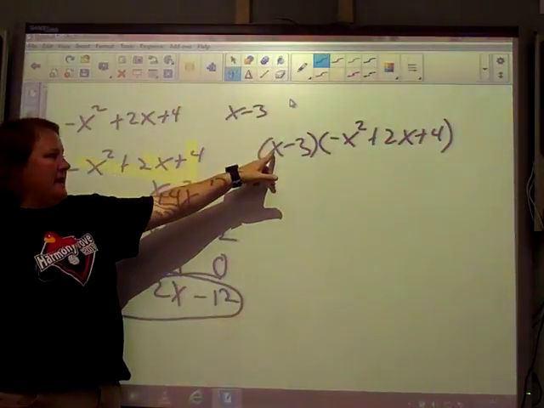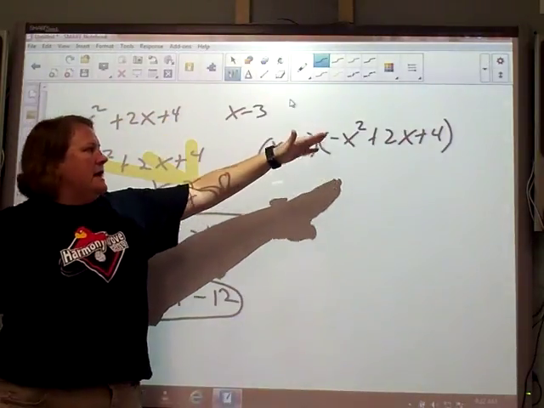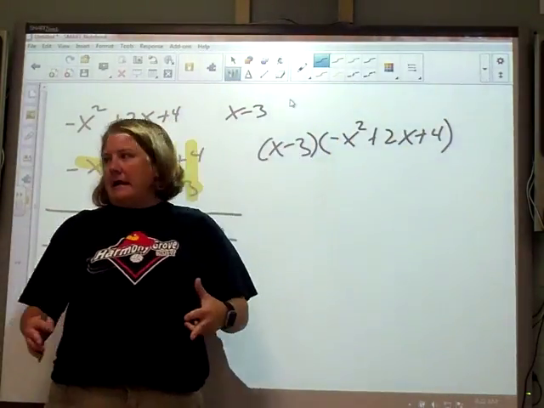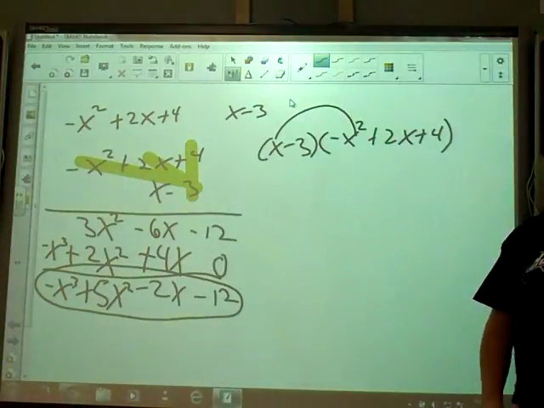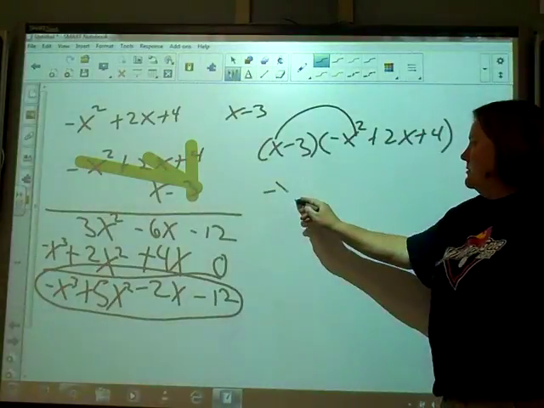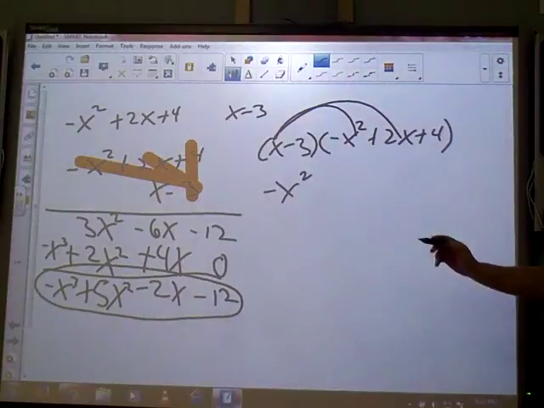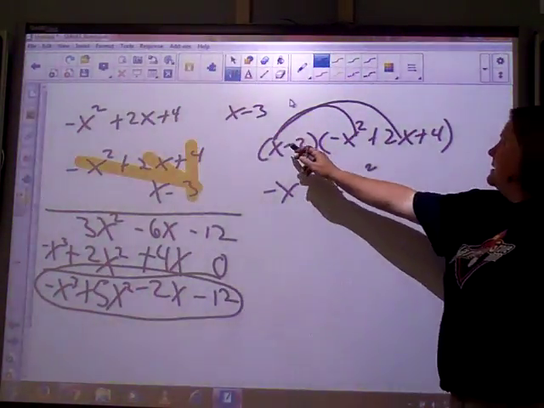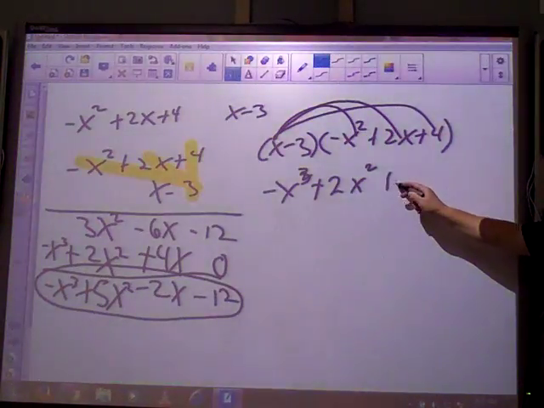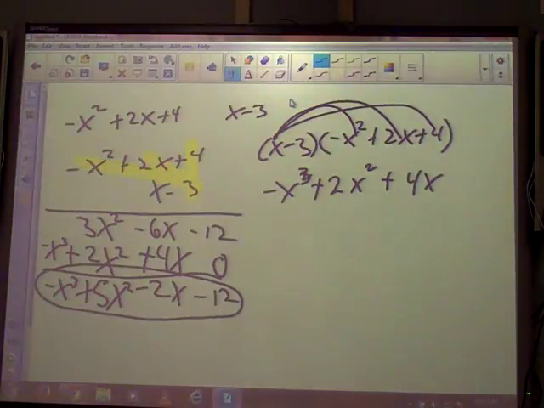So I'm going to take this x and distribute it to all 3 of those. Then I'm going to take the negative 3, distribute it to all 3 of those, and then combine like terms. Okay, so here we go. X times negative x squared is negative x cubed. X times 2x is 2x squared, and then plus 4x. I would recommend you draw the arches like I did so you know you've done them and don't leave any off.